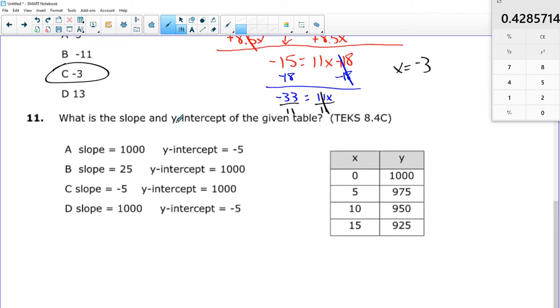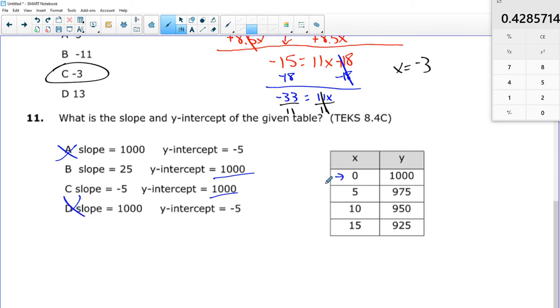All right, 11. Slope and intercept is a given table. So y-intercept, that's the easy one, is where x equals 0. And that's given to us. So when x is 0, y is 1,000. So our y-intercept is 1,000. And we're halfway to our answer.